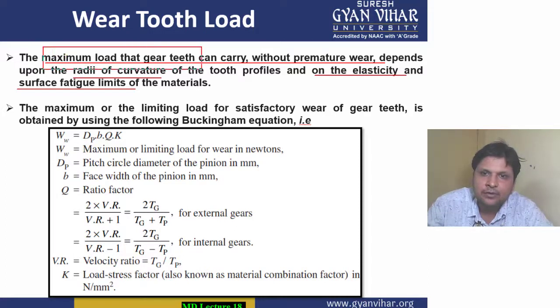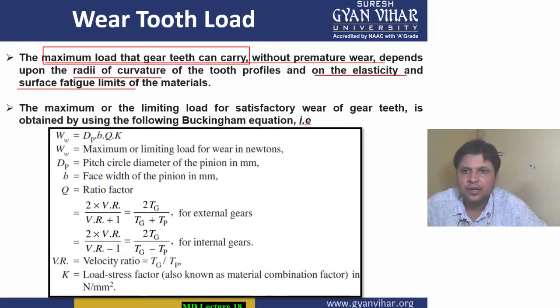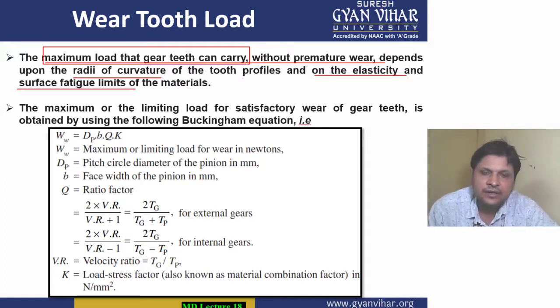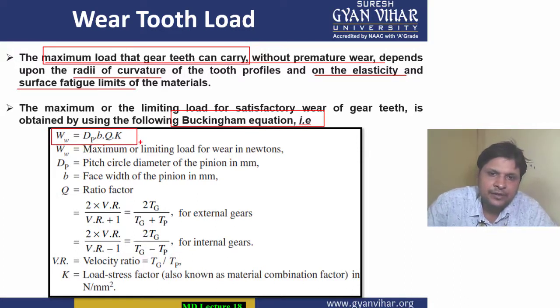So basically, the wear tooth load is the maximum load that the gear can carry without any wear and tear, and it depends upon the radius of curvature of the tooth profile and also on the elasticity and the surface fatigue limit of the material. Now what is the formula for calculating this wear tooth load? Wear tooth load can be calculated using the equation known as the Buckingham equation. According to it, wear tooth load is equal to DP B Q K. This is the Buckingham equation, students, and from it you can calculate the wear tooth load. It is denoted by WW. WW is the maximum load for wear in newtons.